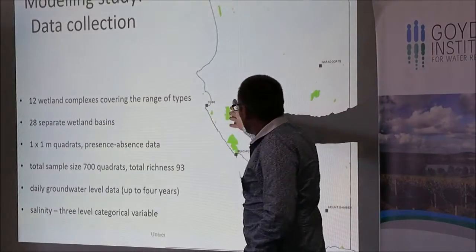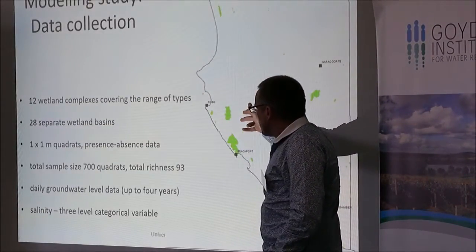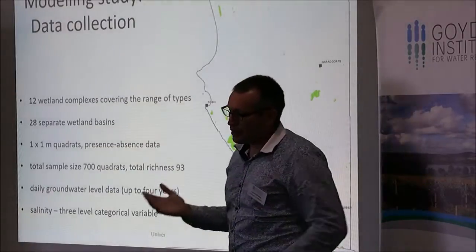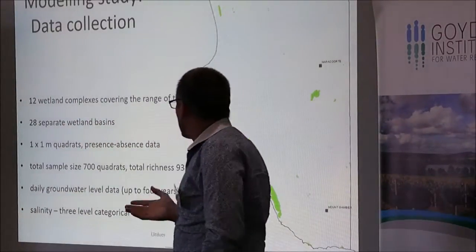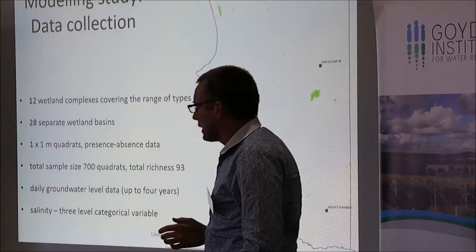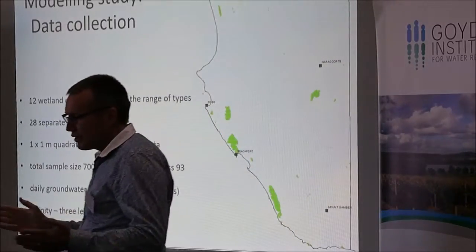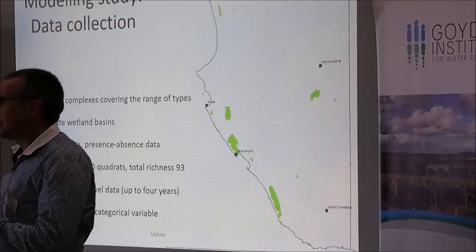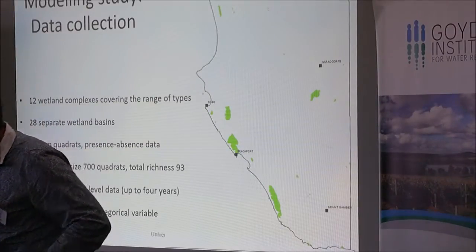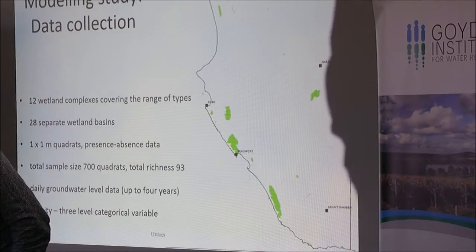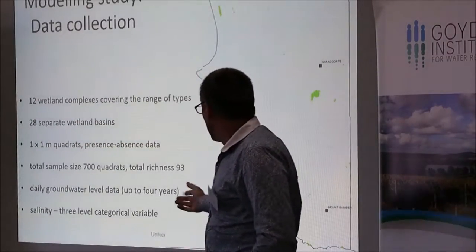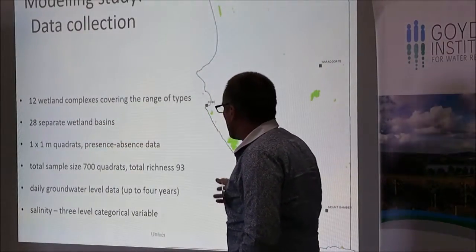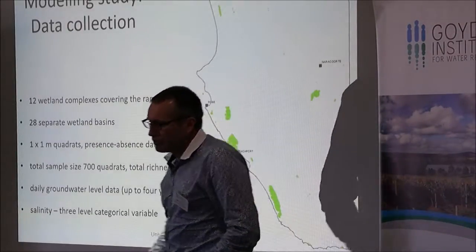So in this case, we used 12 different wetland complexes across 28 basins, and they were all sampled. So the plant ecologists went out and mapped quadrats, and depending upon the depth of water and duration of water, determined the presence or absence of particular plant species and where they sit, whether they're submerged macrophytes, or the terrestrial type macrophytes. And there was daily groundwater data available, there was also salinity data available.